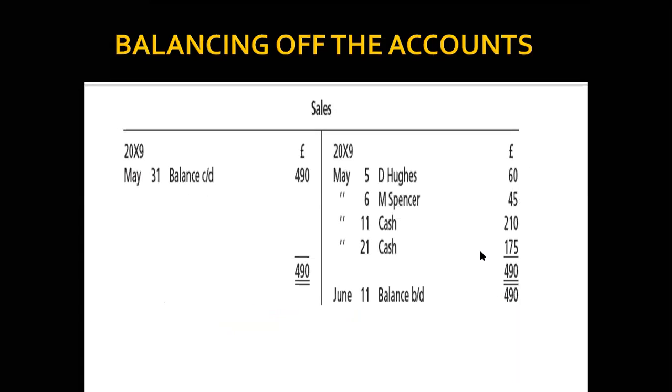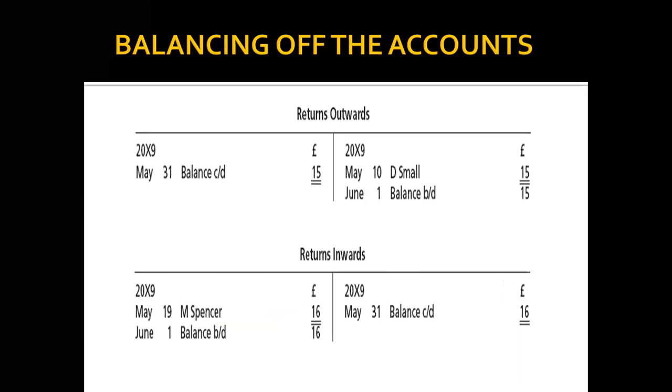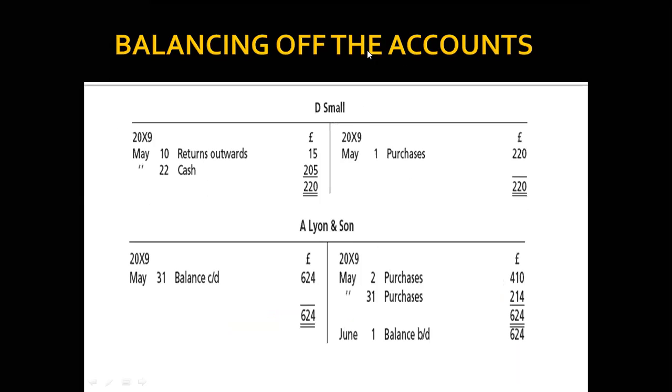For sales, the balance b/d was on the credit side. So therefore, in your trial balance, you'd write sales, then 490, which I'll show you very soon. So don't worry, you'll see very soon. All right?